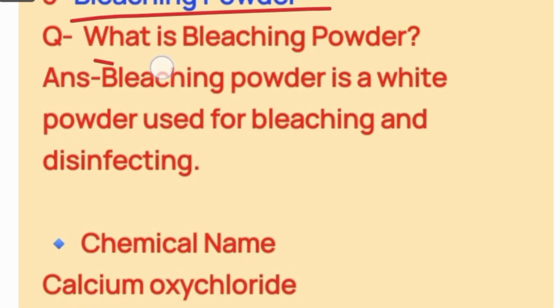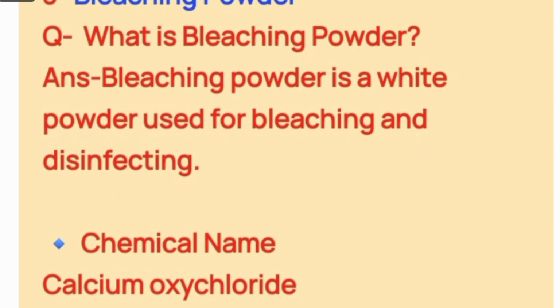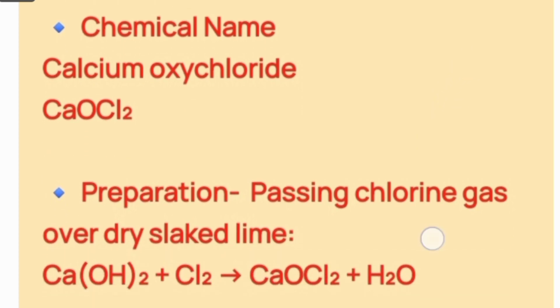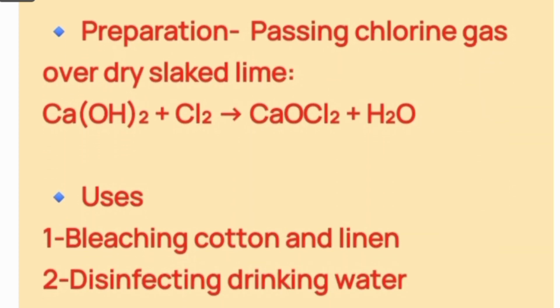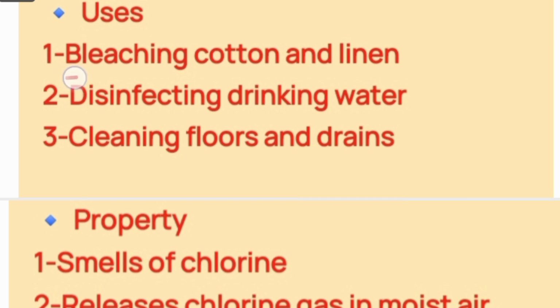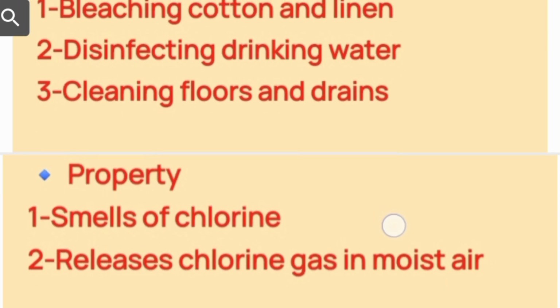Next topic is bleaching powder. So what is bleaching powder? Bleaching powder is a white powder used for bleaching and disinfecting. Chemical name of bleaching powder is calcium oxychloride, CaOCl2. Preparation of bleaching powder takes place by passing chlorine gas over dry slaked lime. Ca(OH)2 is slaked lime. When we pass Cl2 gas on slaked lime, it forms CaOCl2 bleaching powder plus water. Now see the uses. Bleaching powder is used in bleaching cotton and linen, disinfecting drinking water, and cleaning floors and drains. Now come to properties of bleaching powder.